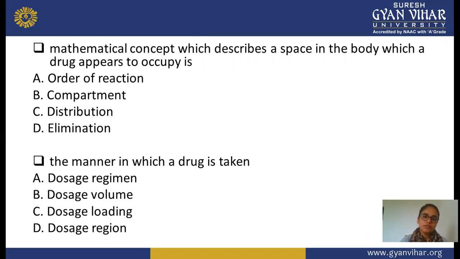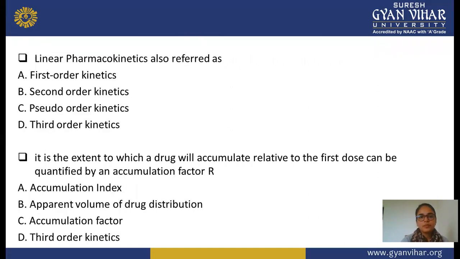Next is the manner in which a drug is taken. The manner in which you are taking that drug is known as which term? In this, there are four options: A is dose regimen, B is dose volume, C is loading dose, and D is dose regimen. According to this, you can select the one correct term which is suitable for the manner in which your drug is taken.